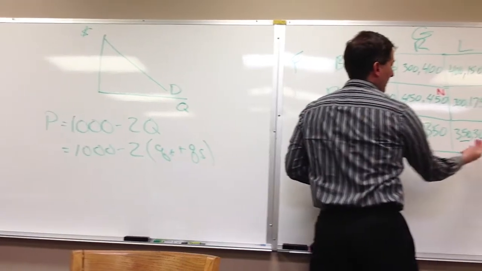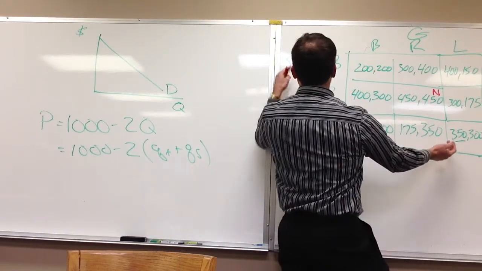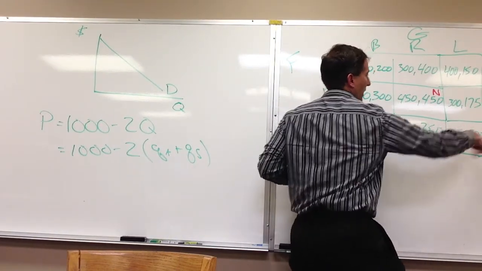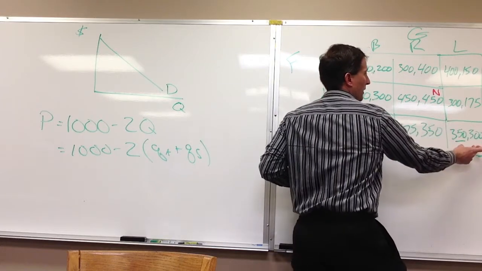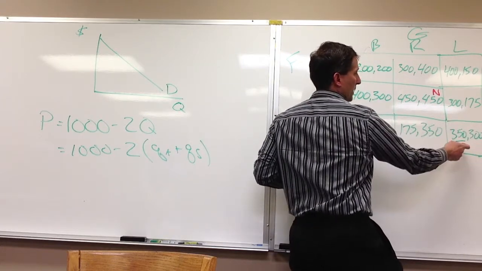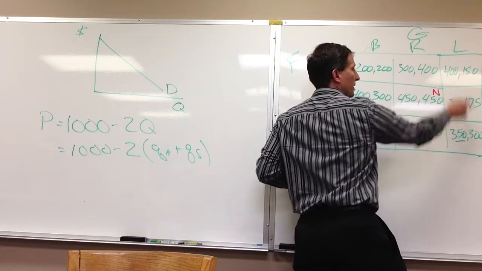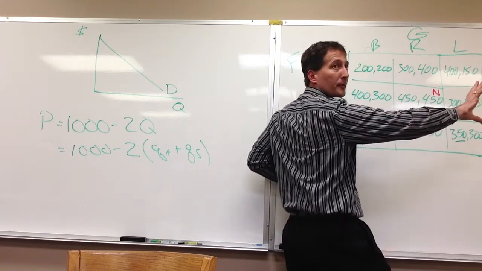And then we're just saying, would Food4U want to switch? If we were at this solution, would Food4U like to switch? And the answer is yes, because 400 is greater than 350. It's not a Nash equilibrium.